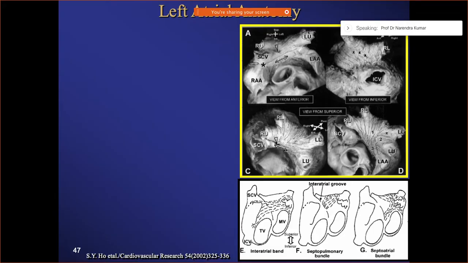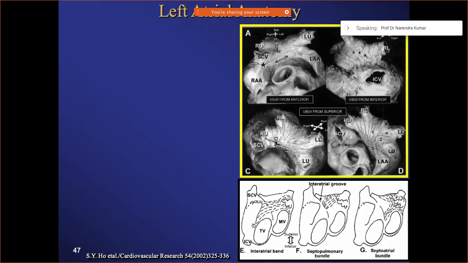If we try to have a look in the subendocardial view, with the interatrial and septopulmonary bundles removed, then we are able to notice these fascicles as well. These fascicles are running closely across the dome over here. So the orientation of these fibers can be different at different layers. This is what has been emphasized in these figures, in fact.